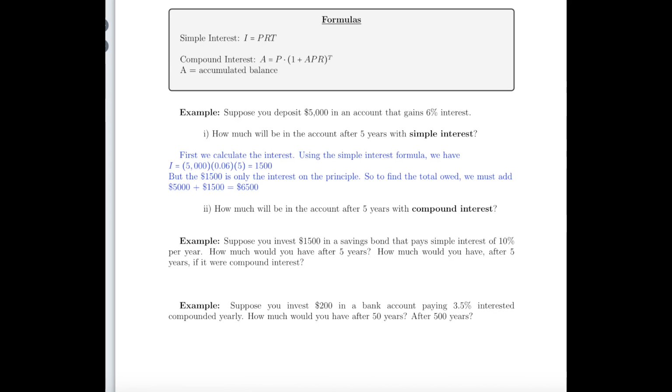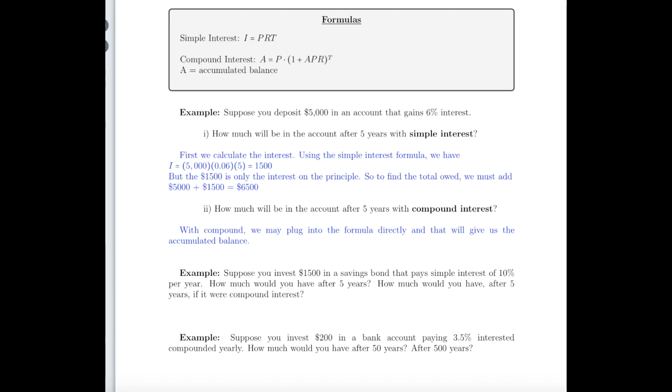Part 2 says how much will be in the account after 5 years with compound interest. So compound interest, we can just plug straight into the formula because our formula is A equals, where A is the accumulated balance. Simple interest is really the only one that has those two steps where you have to find the interest and then add it back onto the principal. With the other formulas, it's usually in the form A equals, which means you can just plug all the numbers into the formula, put it in your calculator, and then you are done, which is fabulous.